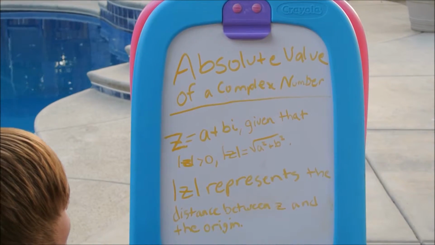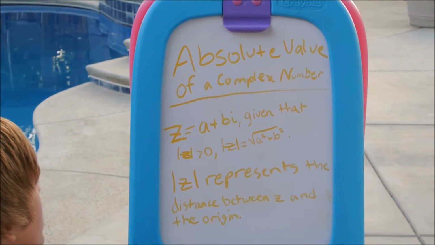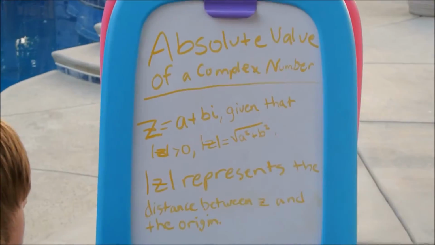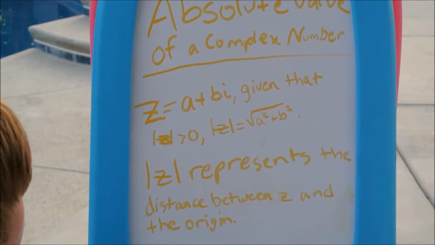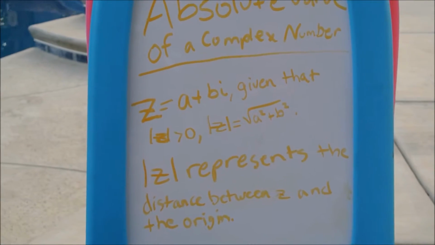Absolute value of a complex number. z equals a plus bi. Given that z is not zero, absolute value of z equals square root of a squared plus b squared. Absolute value of z represents the distance between z and the origin.